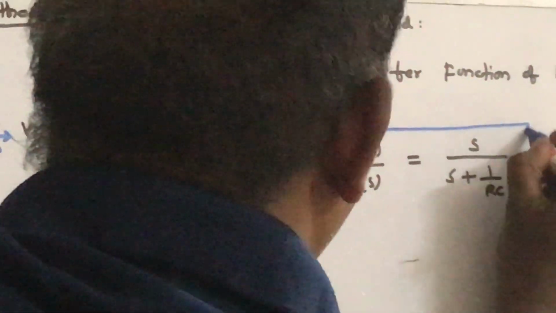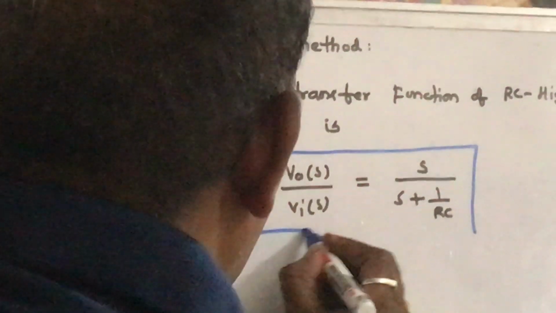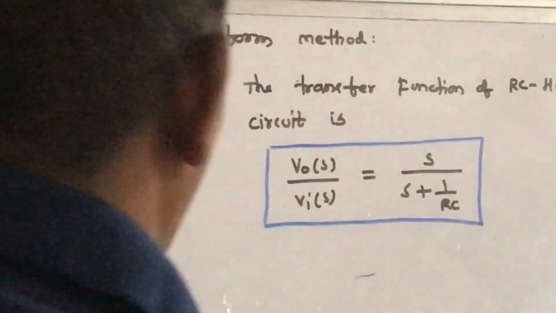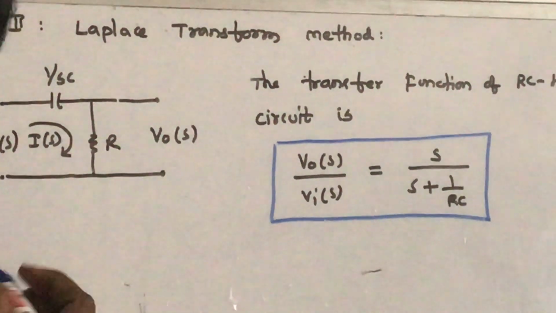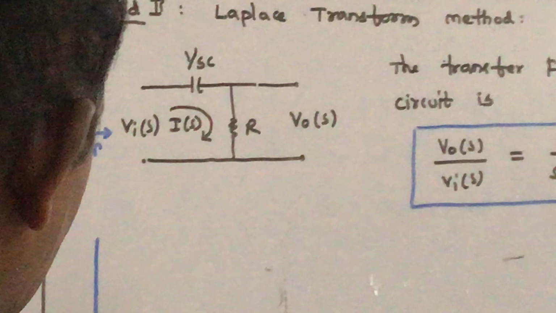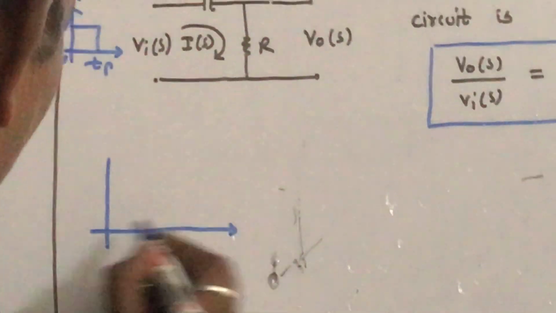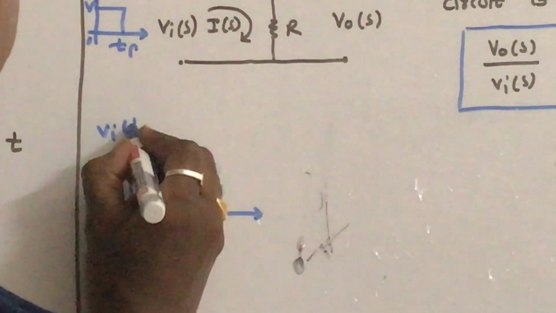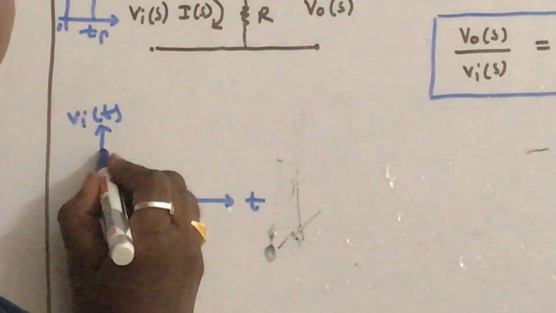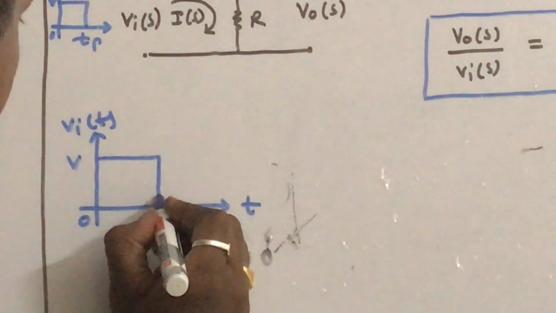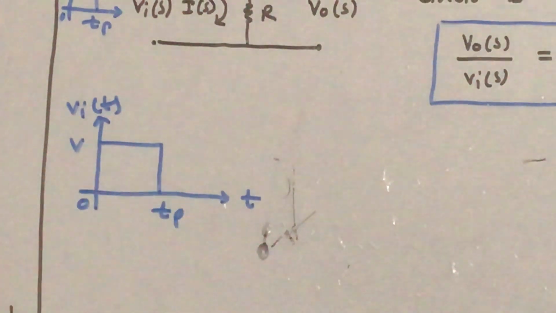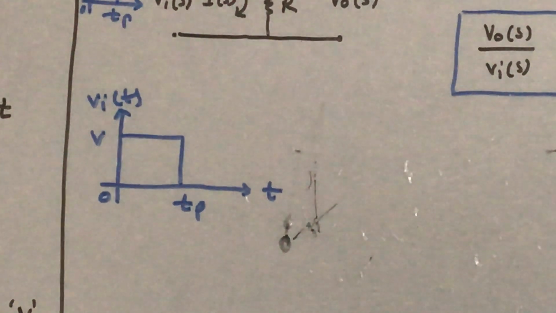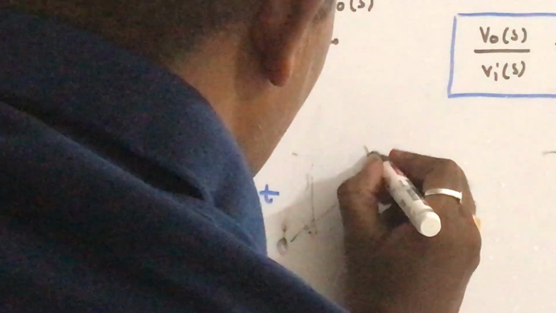Now let us find the expression for Vi of S from the Laplace transform. This is your input voltage, Vi of t versus t. The amplitude of this pulse is V for the duration of Tp. So let us find out the Laplace transform of Vi of t, which is represented as Vi of S.